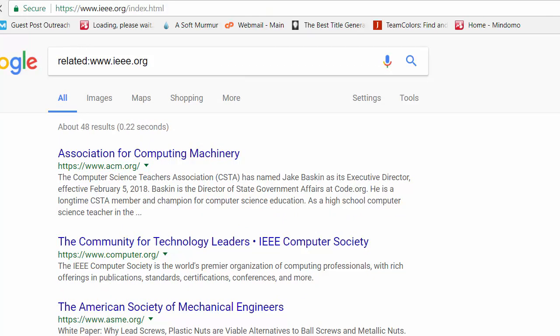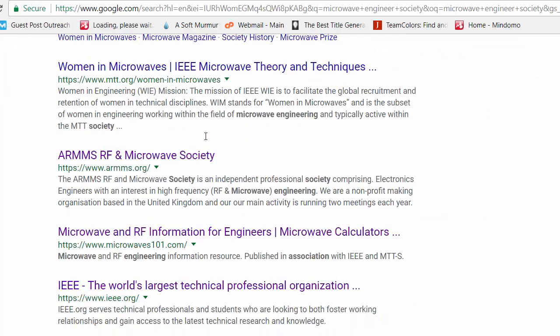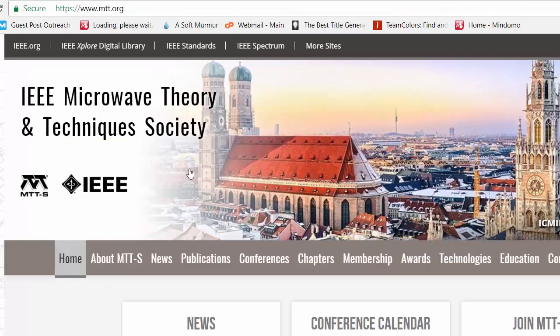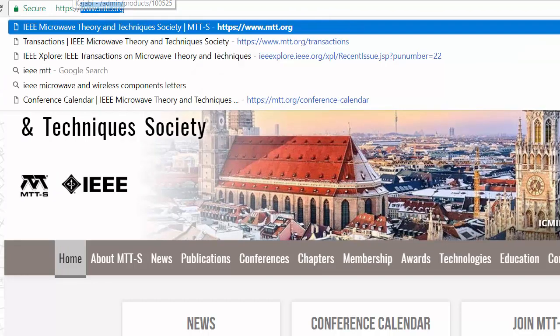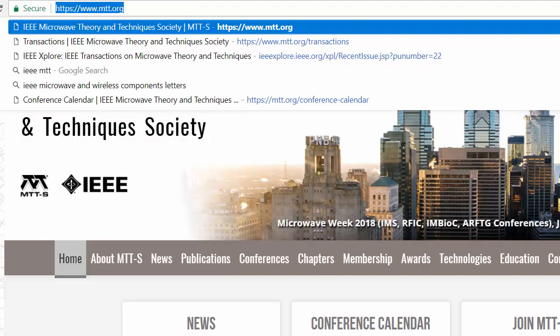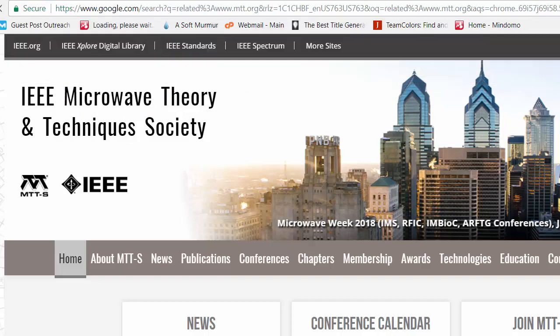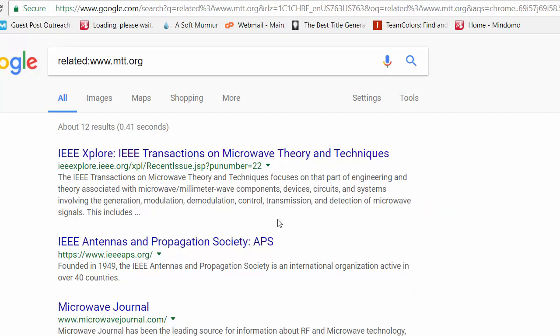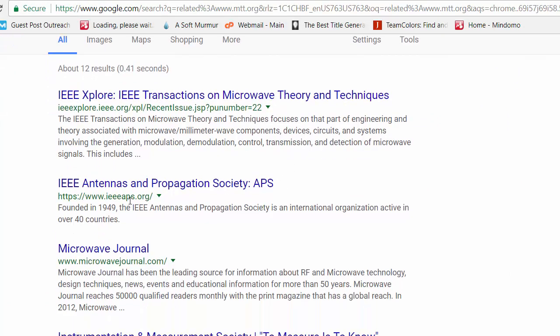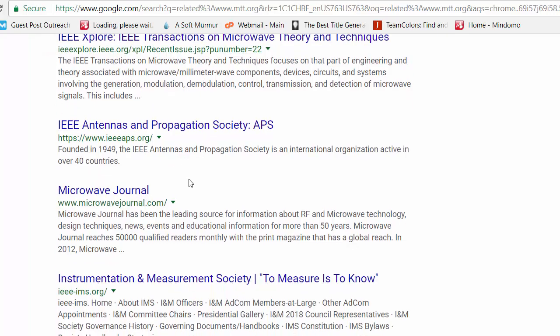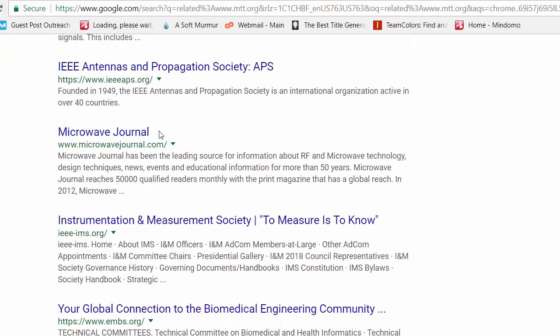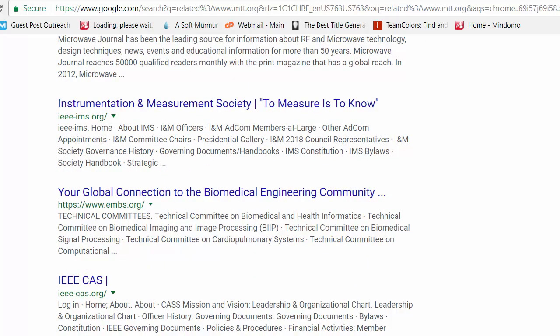But another thing you could do too, remember this was just one of the sites. What if you go and check out MTT.org, the Microwave Theory and Technique Society? What if you check their site out? Do a related search on that. Well, there's IEEE. Looks like they got some other types of sites too. All subdomains. Microwave Journal. There you go. Your global connection to the biomedical engineering community.